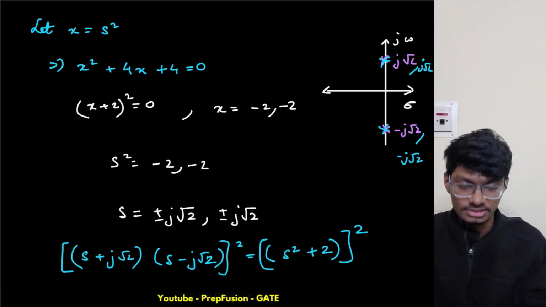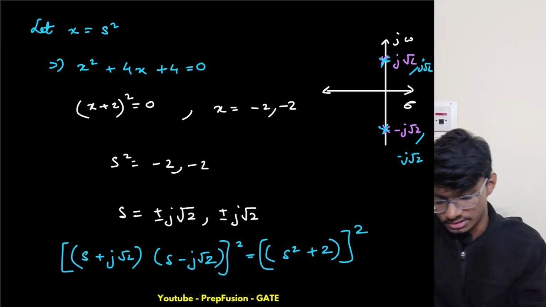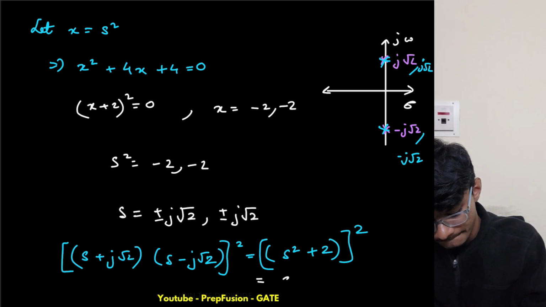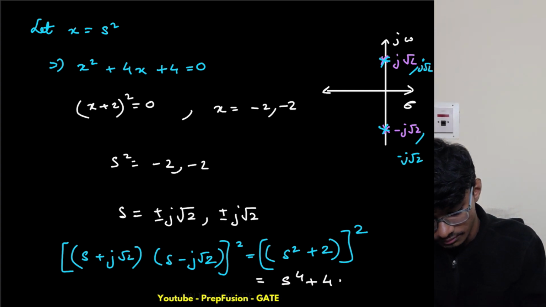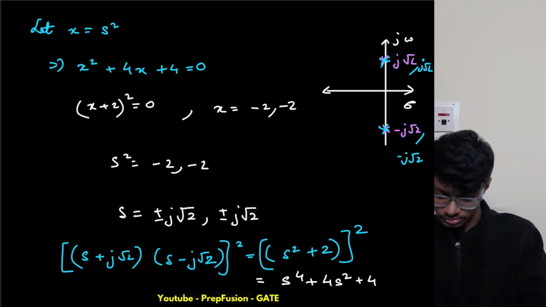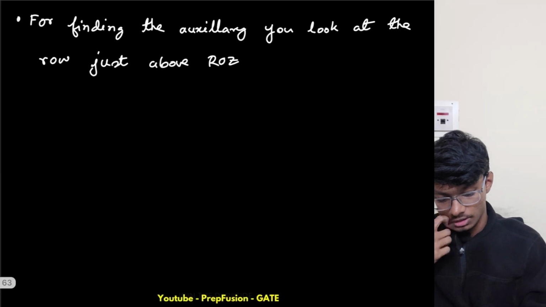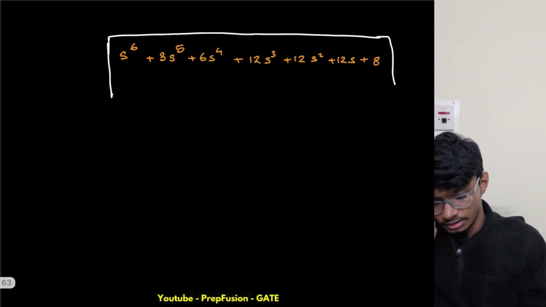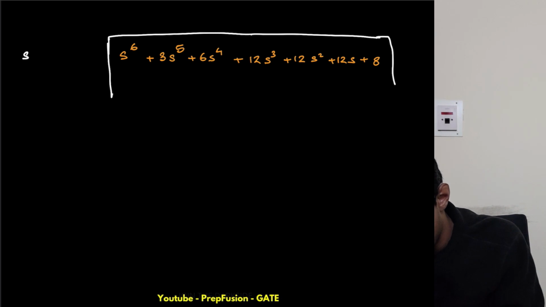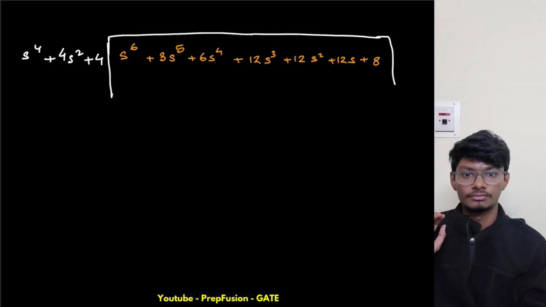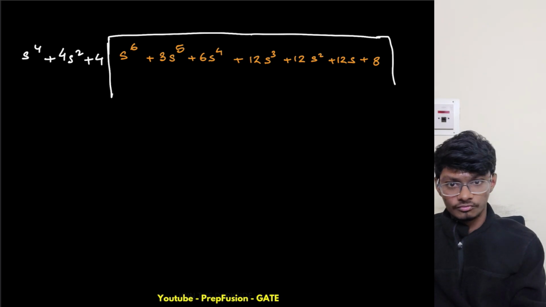Now can I further simplify this, s square plus 2 whole square? What is this equal to? This is equal to s to the power 4 plus 4 s square plus 4 itself, right? Okay, so this is my equation. So now what I can do is write here that I'm dividing by this one, s to the power 4 plus 4 s square plus 4. This is basically what I will divide by.